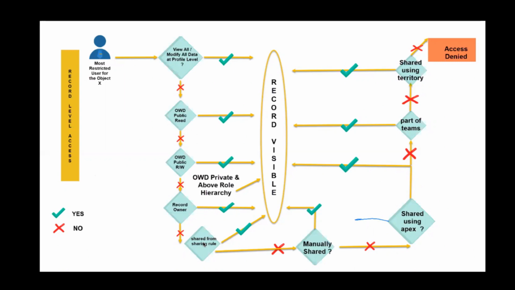User is part of teams. That means either account team, case team, or opportunity team. If that is the case, let the user access the record. If not, again check if the record has been shared using territory. If not, access denied. If yes, let the user view the record or whatever the access permission for that user is.